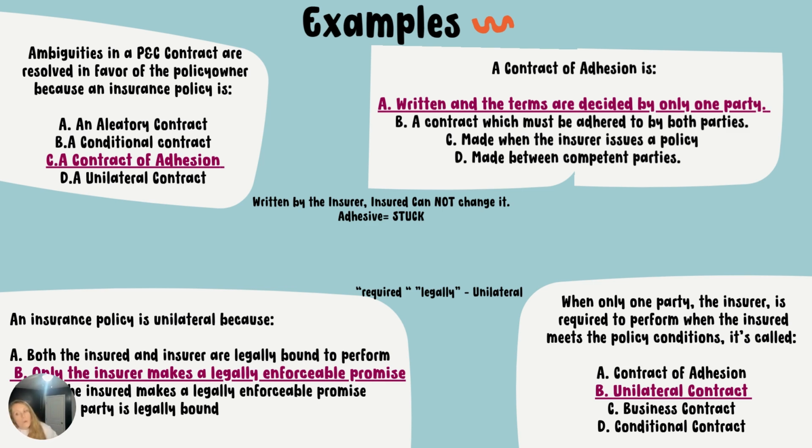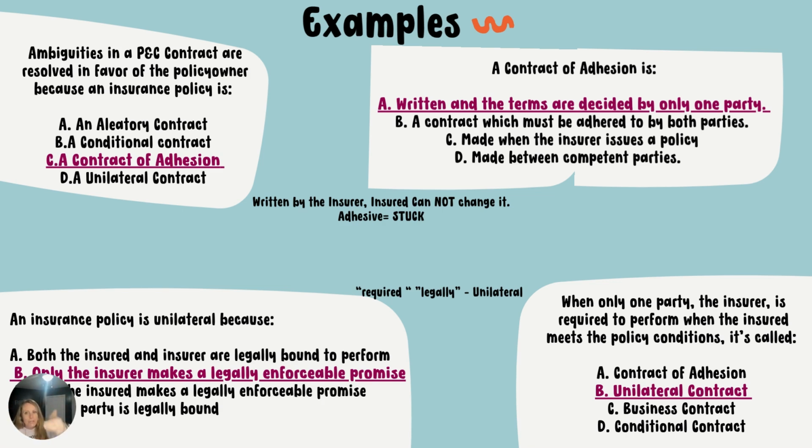So again, it's talking about that one party, but it also says required, right? So we know that's unilateral, not a contract of adhesion, because it's not talking about the fact that the policy cannot be changed. It's not talking about the fact that the terms are decided by one party. It's talking about the fact that only one party is required to do something, right? Making that legally enforceable promise. That is unilateral contract. So I hope that helps with seeing the example questions and, again, associating those keywords.